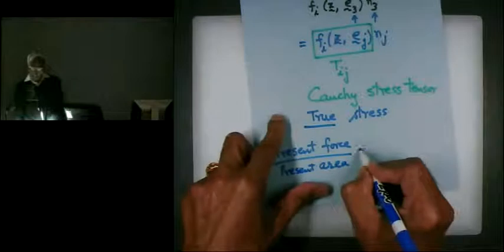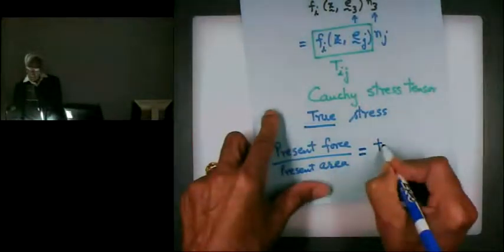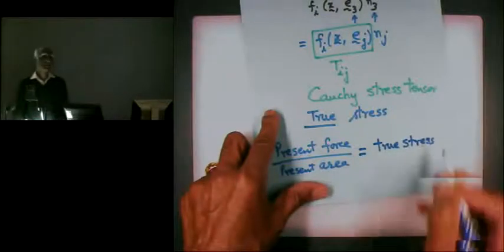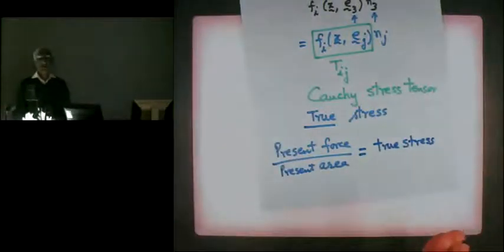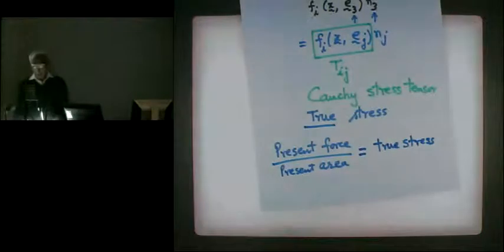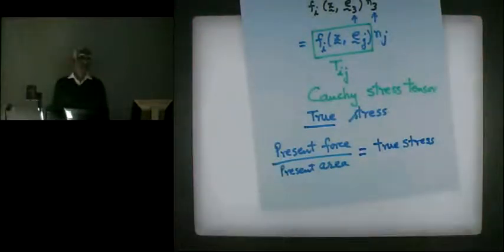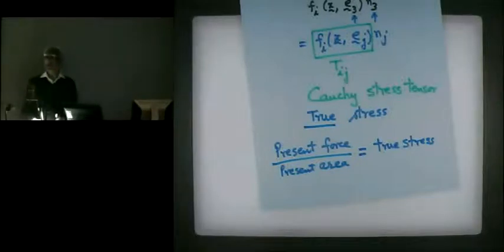So this is called true stress or Cauchy stress. The reason I'm saying this is not quite correct is the following. Force is a vector and area of cross-section is a vector. How many of you have learned to divide one vector by another vector? I think most of you have learned or have seen vector algebra. So how many of you have learned how to divide one vector by another vector?